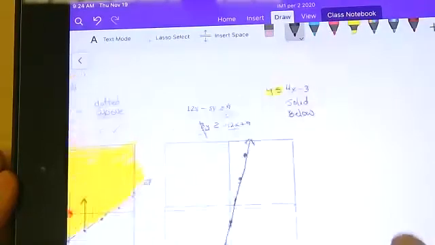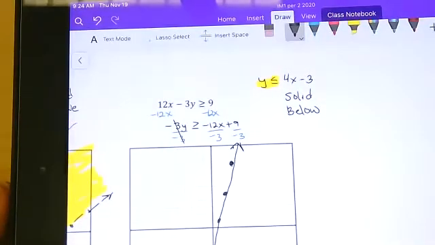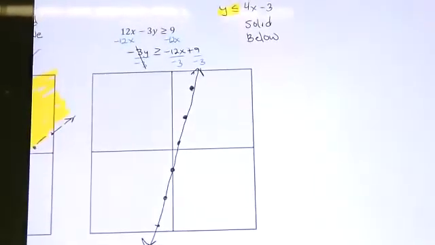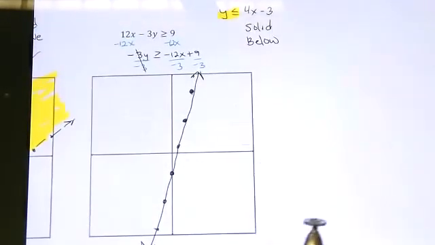Solid means that the points on the line are part of the solution. So the solution for this problem is going to be the shading and also the line itself. So all the points in the shaded region and all the points on the line are solutions.